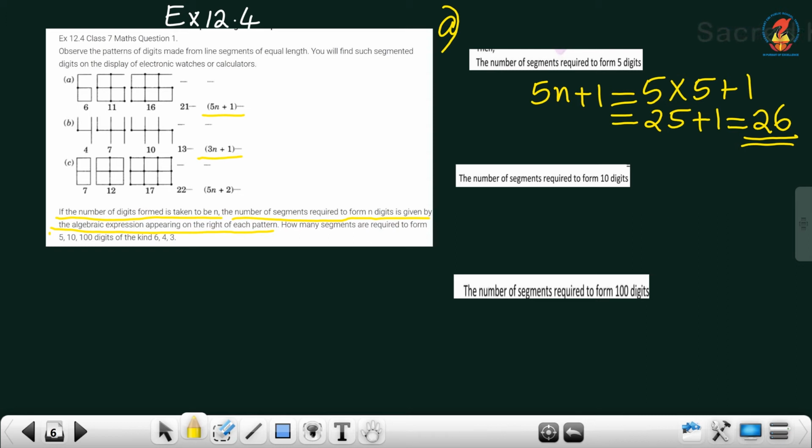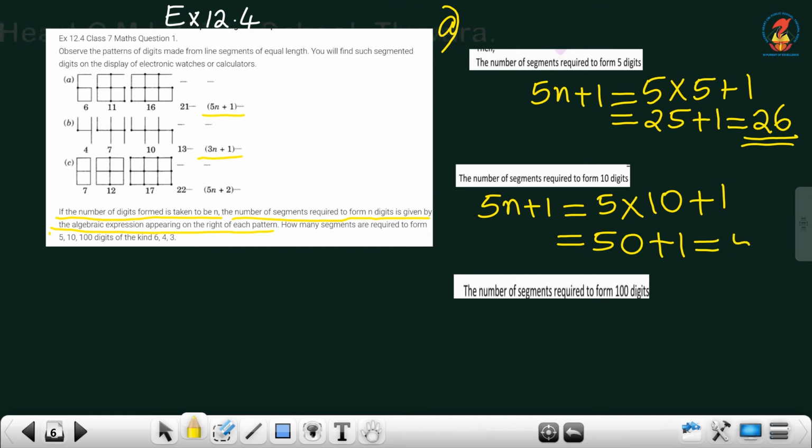There are 26 line segments required to form 5 digits of this kind. Now how many line segments are required to form 10 digits of this kind? Again the same formula, 5n plus 1. Instead of n you have to put the value 10, and what answer will you get? 50 plus 1 will be 51.